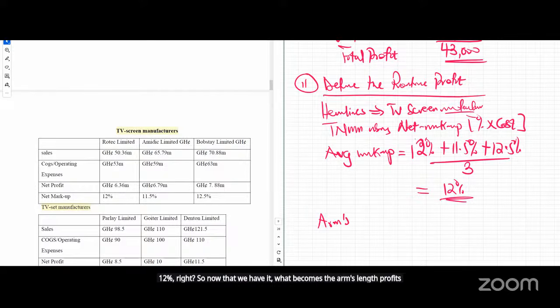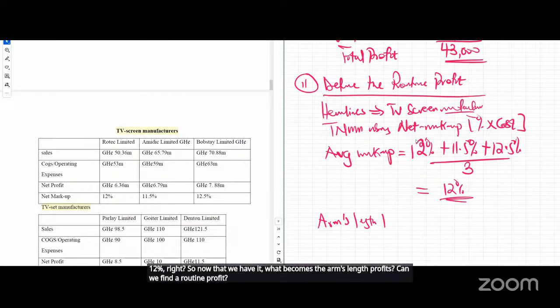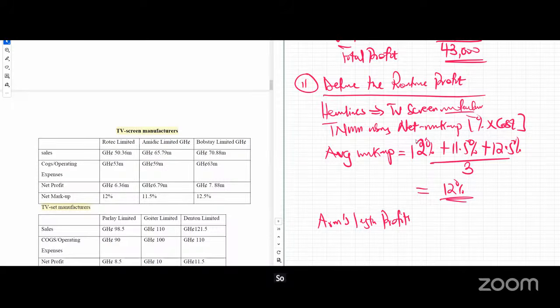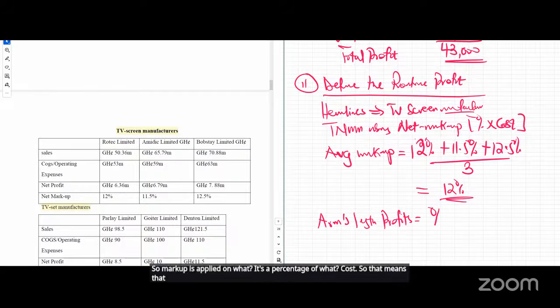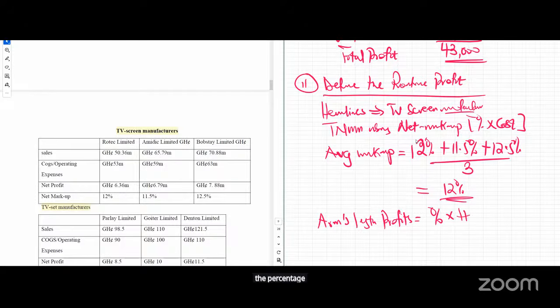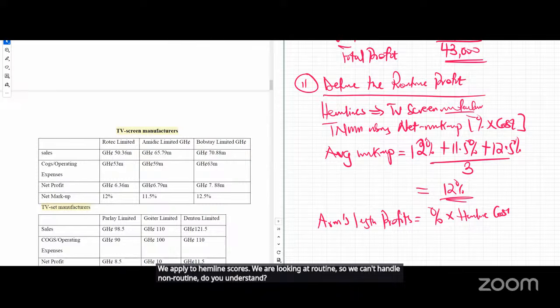Can we find the routine profit? So markup is applied on what? It's a percentage of cost. So that means it should be the percentage times Hemline's cost, excluding the R&D. R&D didn't count, so we apply it to Hemline's cost. We are looking at routine profit, so we can't add the non-routine. Do you understand? So we add Hemline's total cost. So you go and calculate Hemline's total cost. So Hemline's cost was how much?